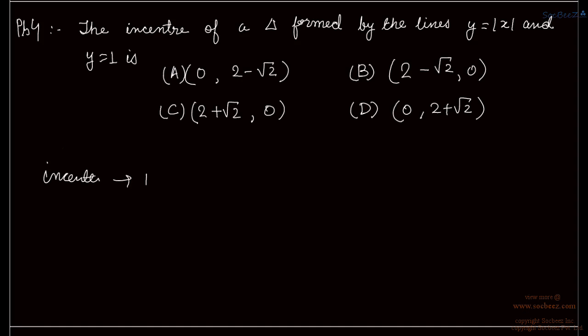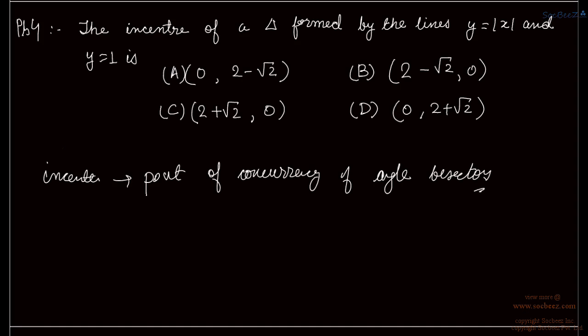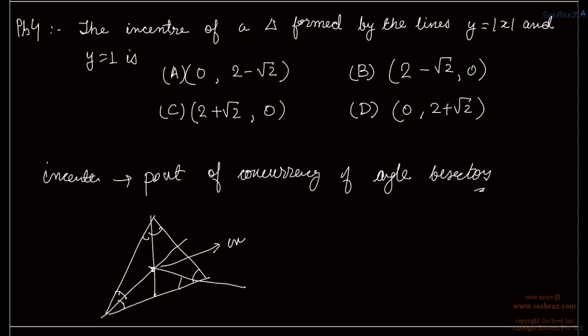Incenter is the point of concurrency of angle bisectors, right? Say this is a triangle. We have angle bisectors. This angle is equal to this angle. This angle is equal to this angle. And similarly this angle is equal to this angle. So this point is the incenter.